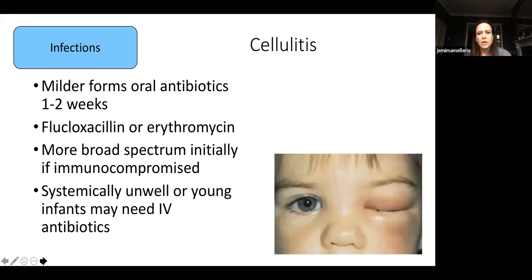And with milder forms, oral antibiotics might be adequate to treat it, usually flucloxacillin, or if there's a problem with that, erythromycin. In immunocompromised individuals, you might need to have a broader spectrum antibiotic. But if they're very young or they're systemically unwell, they might need intravenous antibiotics.